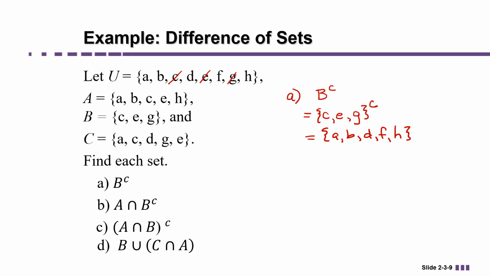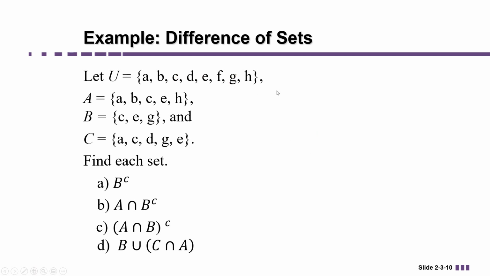Now let's look at part B. For part B, we're looking at A being intersected with B complement. There's a sort of an order of operations with sets and set operations. When the complement is being applied to an individual set, that's going to come first before you do the intersection. So keep that in mind as we work through the problem. That complement's going to happen before the intersection.